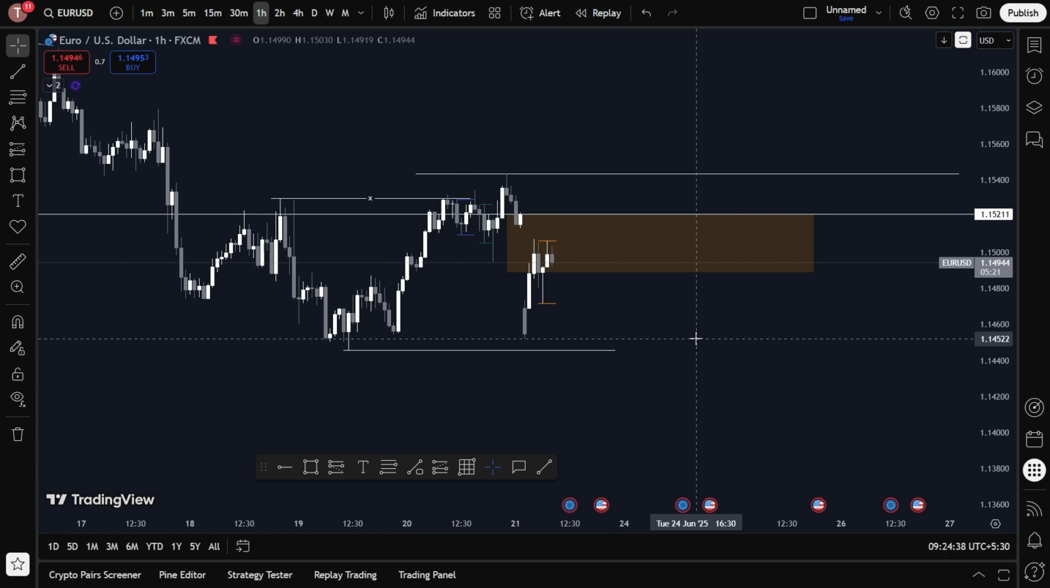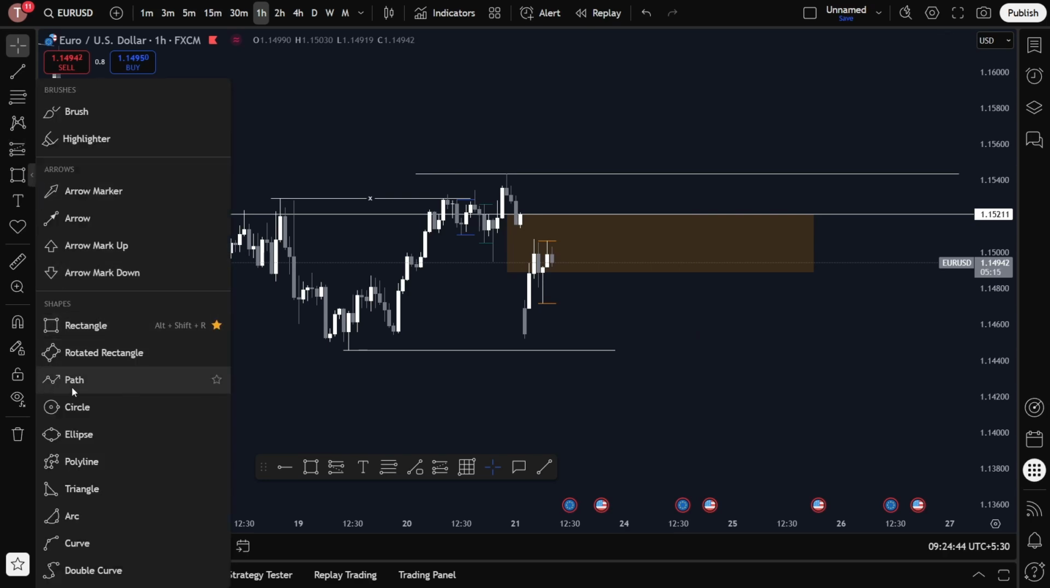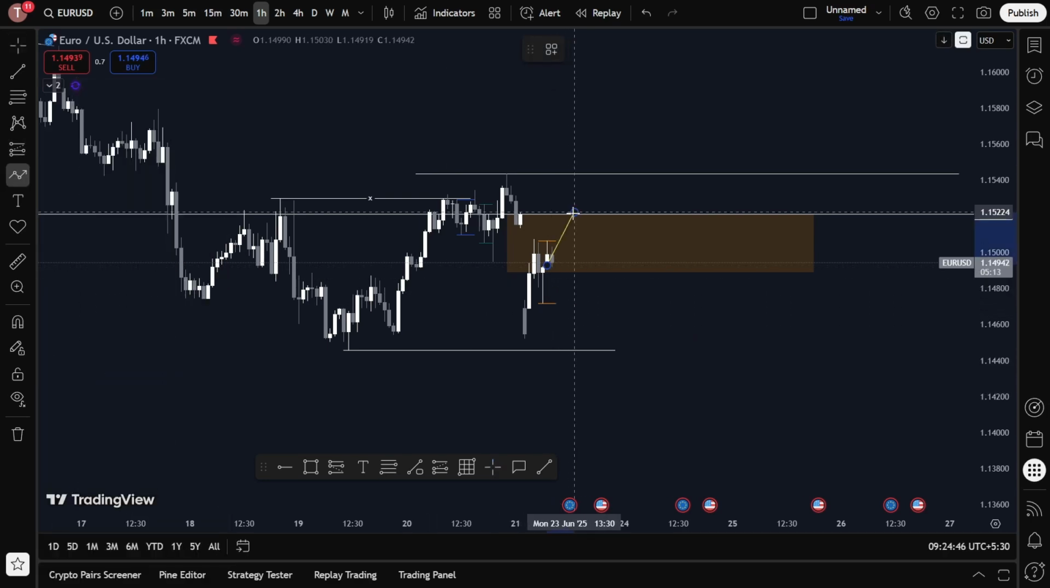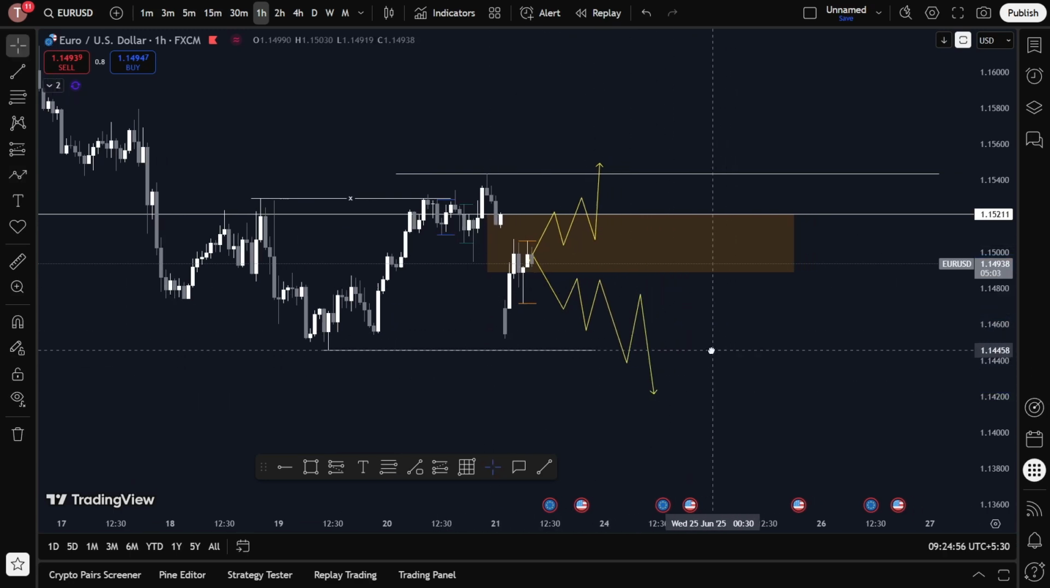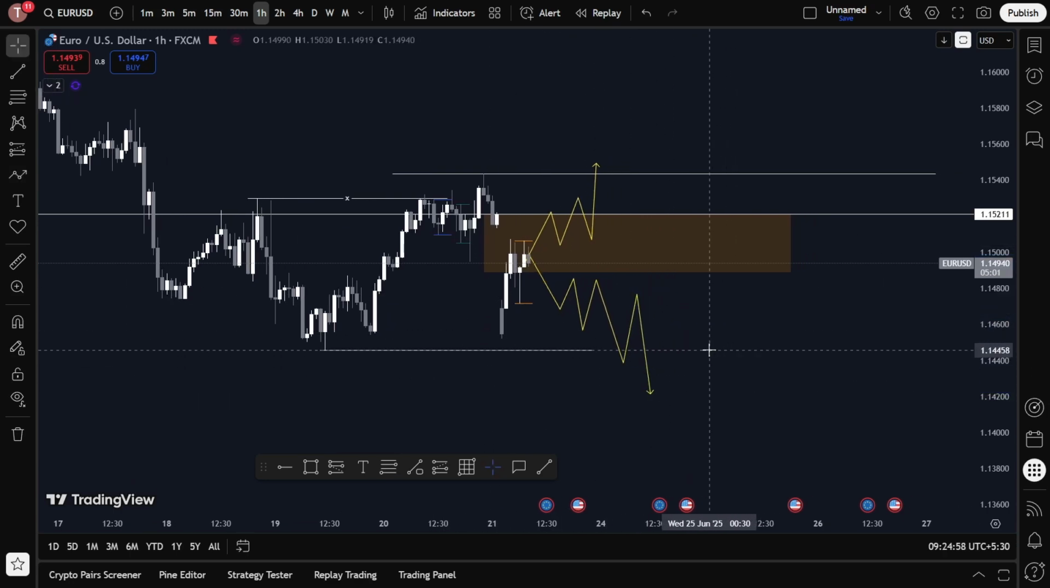So for today's trade idea, I don't have any idea till we break this high or this particular low. So let's see what the market does into the future. So this is pretty much it.